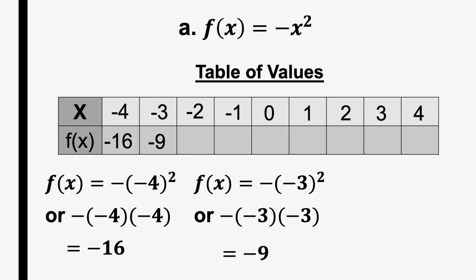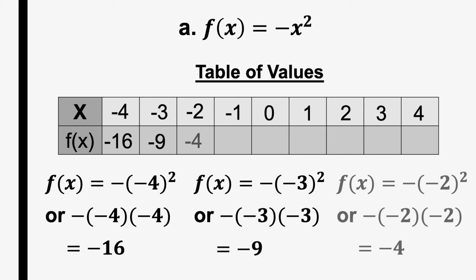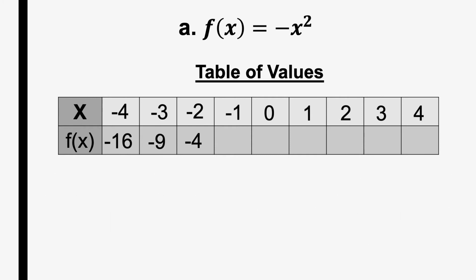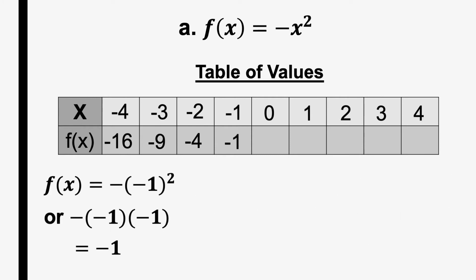negative 9. Next, f of x is equal to negative times negative 2 squared, or we can also write it as negative times negative 2 times negative 2. So our answer for f of x is negative 4. For our fourth value, let's substitute negative 1. So f of negative 1 is equal to negative times negative 1 squared, or we can also write it as negative times negative 1 times negative 1. So our f of x is equal to negative 1.